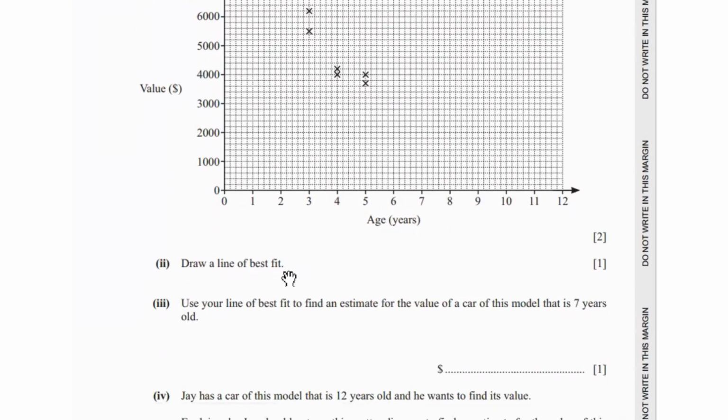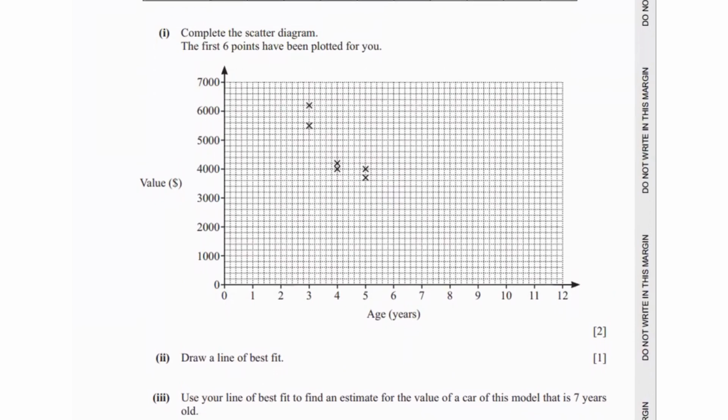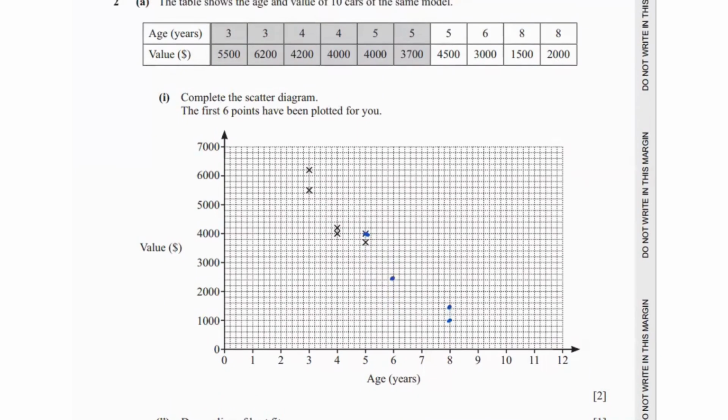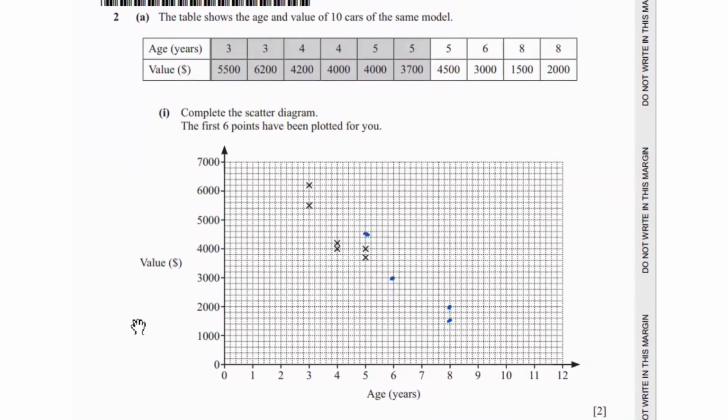Then it says draw a line of best fit and then use your line of best fit to find an estimate for the value of a car of this model that is 7 years old. For the line of best fit, we pick those points which give us an equal number of points above and below the line. So let's see what we have. This is the best case scenario for the line of best fit. We have 1, 2, 3, 4 points above, 1, 2, 3, 4 points below.